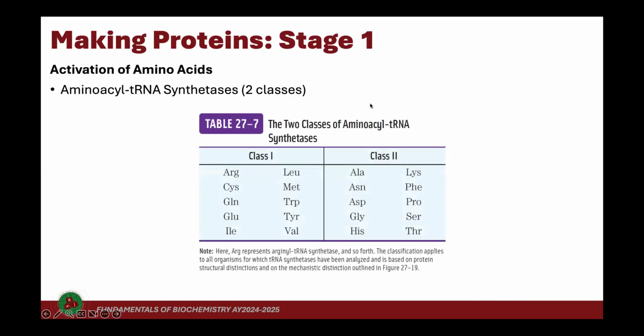Let's go to the stages. Let's talk about the first stage, which is the activation of amino acids. Again, the enzyme involved here is what we call aminoacyl tRNA synthetase, and there are two classes, class 1 and class 2. These two classes differ in the reaction mechanism by which they attach the amino acid to the correct tRNA.